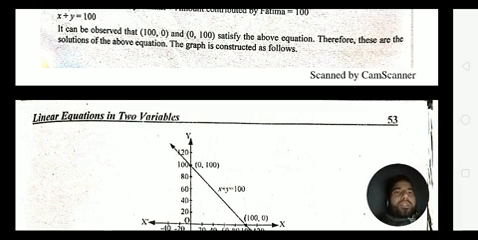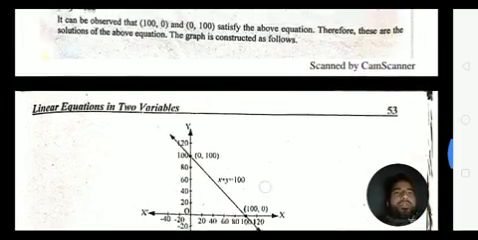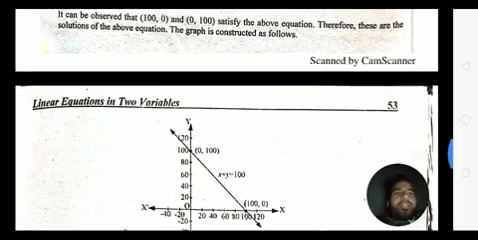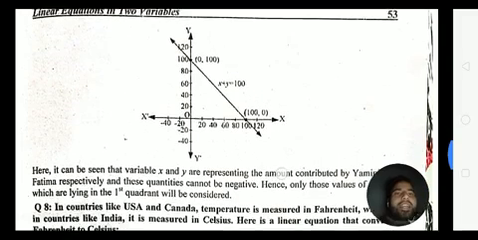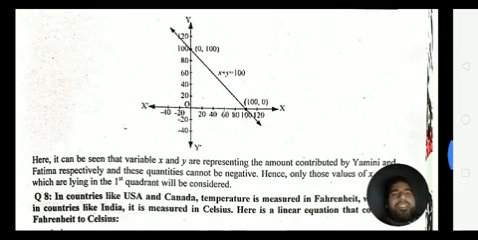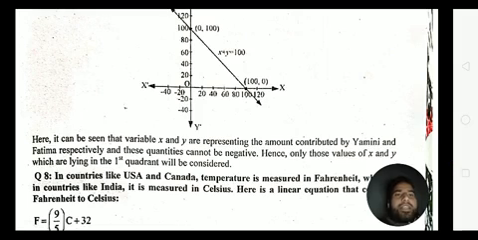You get other solutions, but for your convenience I have put these 2 values in order to make the graph look beautiful. So I have two points, 100 comma 0 and 0 comma 100, and I have joined these 2 points. What I got is a straight line. Here it can be seen that the variables x and y represent the amount contributed by Yamina and Fatima respectively, and these quantities cannot be negative because an amount cannot be negative. Hence only those values of x and y which are lying in the first quadrant will be considered.